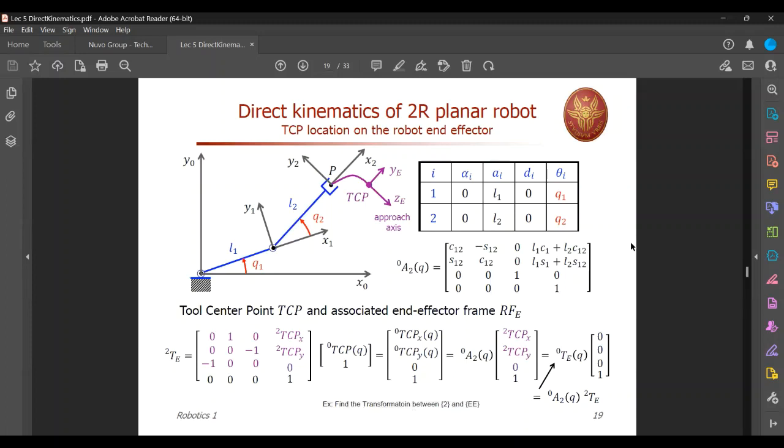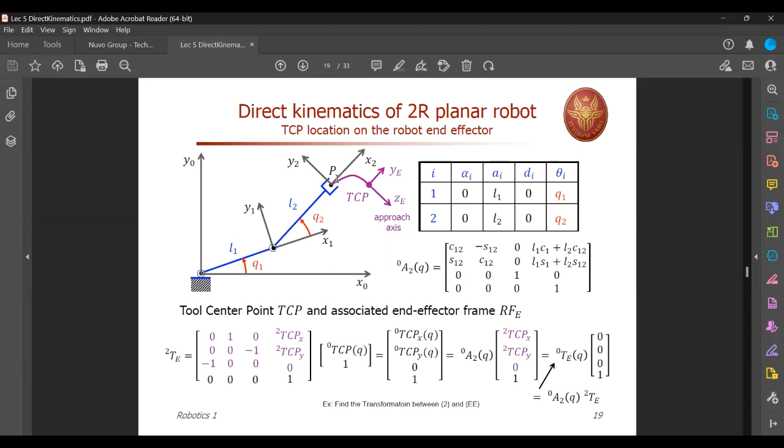Now, this is another example similar to the previous one, but there is an end effector attached to it. Can you see the end effector over here? This is the second coordinate frame. Earlier, that was our end effector, right? Now, we have introduced another one over here. This one. So there is an offset from the end of the second link to the end effector.